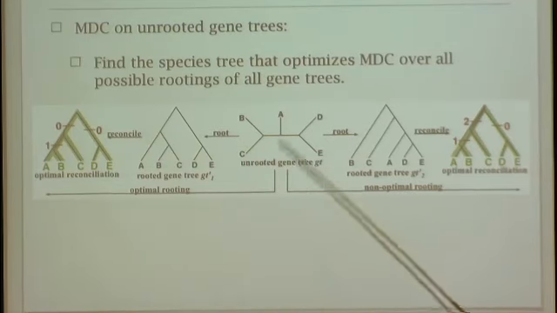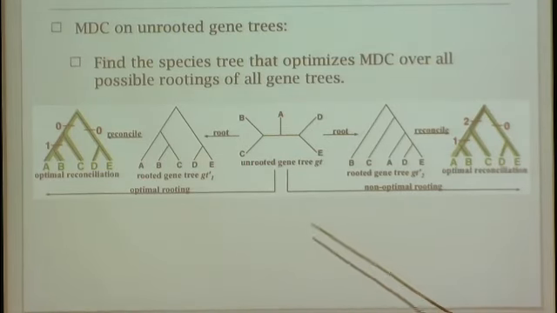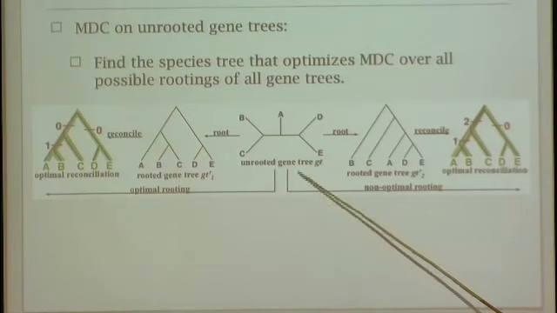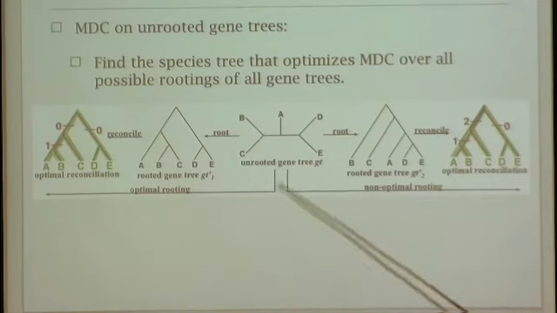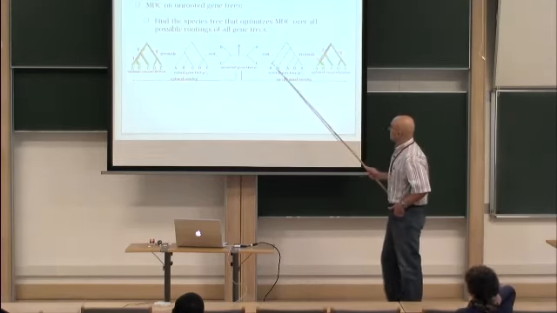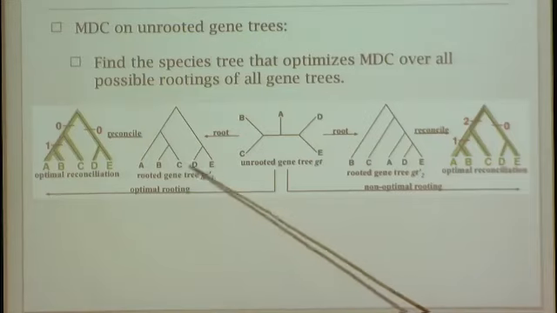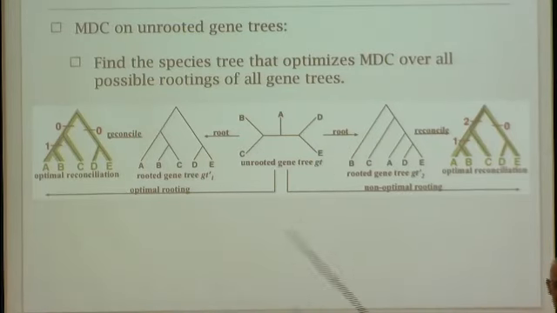These are two possible ways of rooting. Now, usually the number of ways of rooting a gene tree is the number of edges in the gene tree. But here I'm just showing two. If you root it like this, you will end up with 1 extra lineage. If you root it like this, you will end up with 3 extra lineages. So between these two rootings, we will say that this is a better explanation.